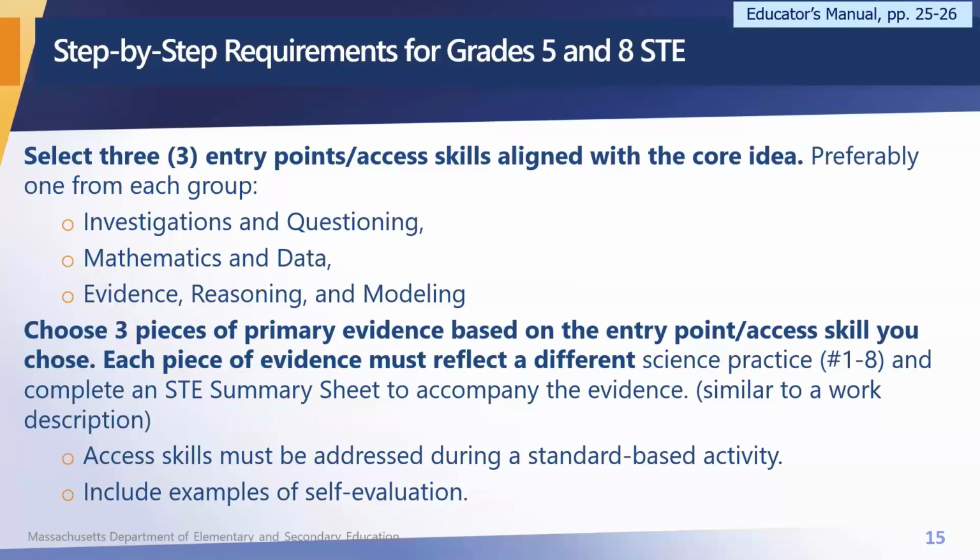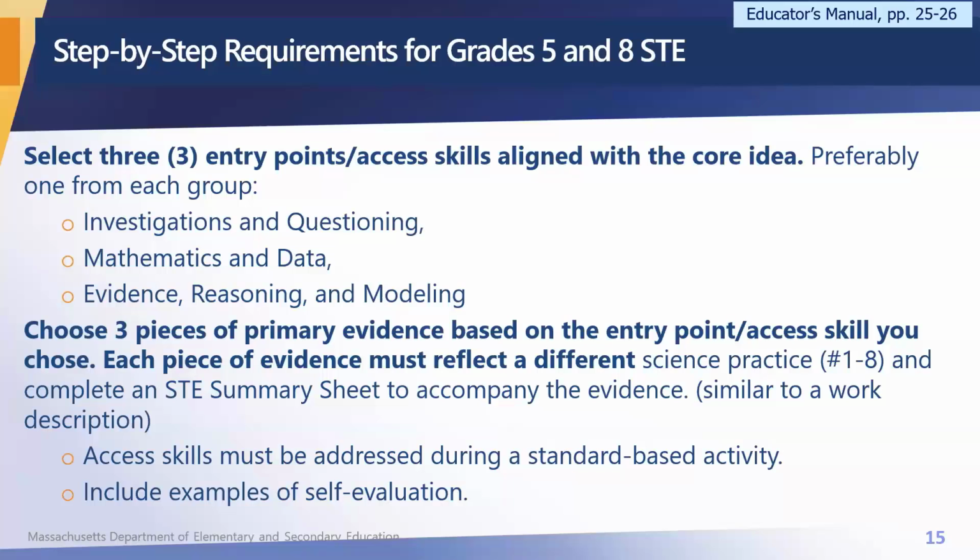And then, like I said, you can choose one entry point or access skill from each of those groups, or you just can choose 3 different science practices. That's up to you. Then you're going to choose those 3 pieces of primary evidence, and you want to make sure that they relate to that entry point. So if you said you were doing a model, perhaps you were labeling a model, and that's what you chose for your entry point, then that's what you want your evidence to reflect.